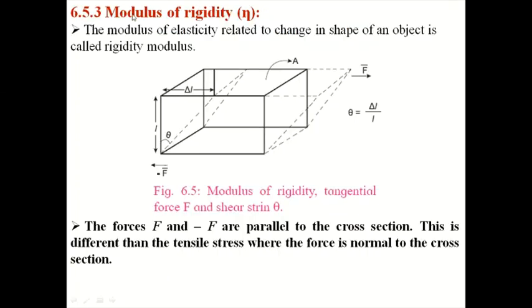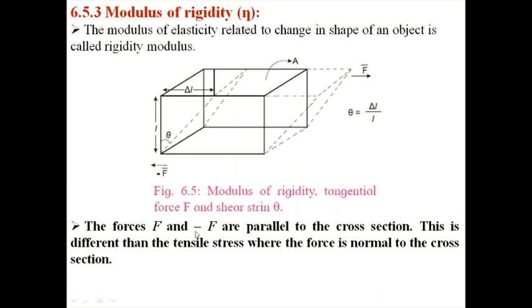After that, the third modulus of elasticity is the modulus of rigidity. The modulus of elasticity related to change in shape of an object is called the rigidity modulus. One example of a box diagram is given here, showing the modulus of rigidity, tangential force F and shear strain theta. Tangential force F is applied to the original box. After that, it changes its shape to the dotted line box. Then its shear strain is theta.